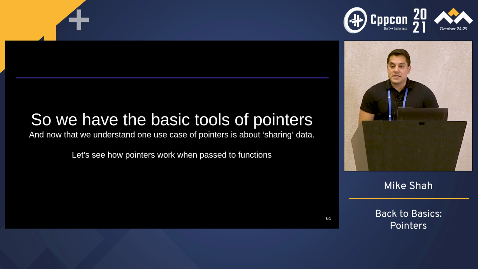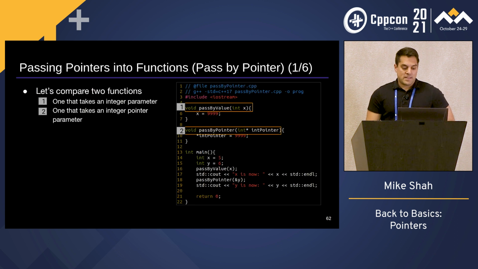Okay, so we have our basic tools of pointers, and I sort of understand this idea that pointers are about sharing data. Let's see what happens if I pass pointers into functions. Okay, so I'm going to have two functions here. And again, I'll try to walk you through slowly. But the difference is one of these takes in just an integer, and the other takes in a pointer to an integer here. And I've named them appropriately here, int pointer, and this one's just x.